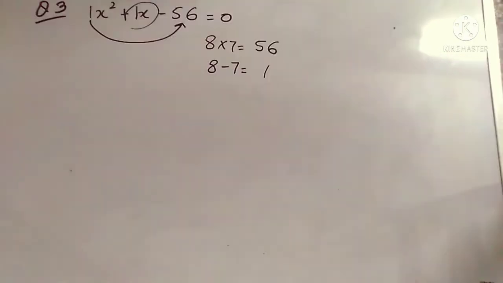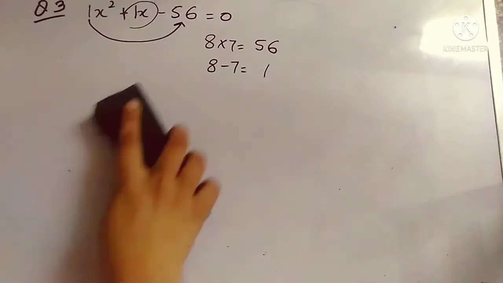So in place of the mid term, you are going to write down these two factors. So let's do it: 8 and 7.